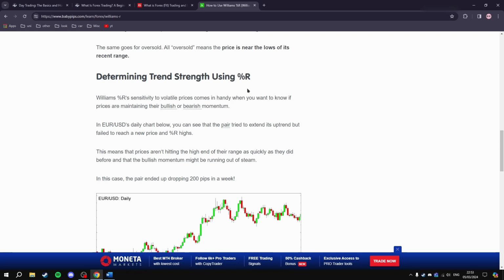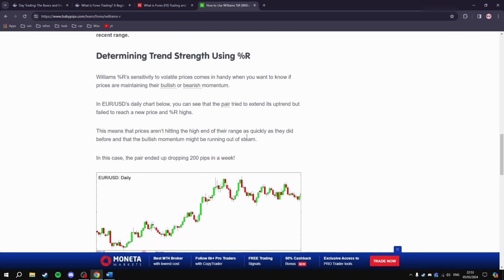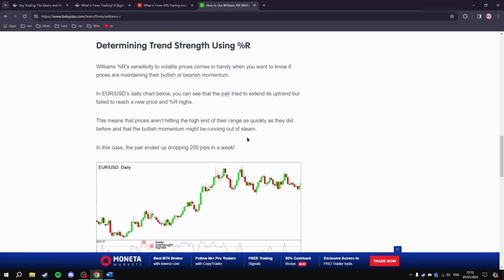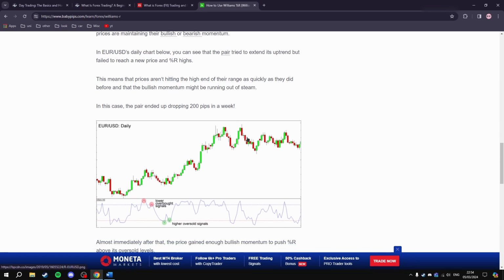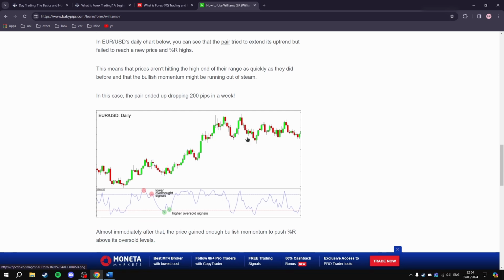Determining the trend strength using percentage R. Williams percentage R's sensitivity to volatile prices comes in handy when you want to know if prices are maintaining their bullish or bearish momentum. In EUR/USD's daily chart below, you can see that the pair tried to extend its uptrend but failed to reach a new price and percentage R highs. This means that prices aren't hitting the high end of their range as quickly as they did before, and that the bullish momentum might be running out of steam. In this case, the pair ended up dropping 200 pips in a week.